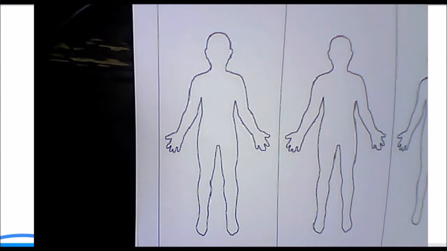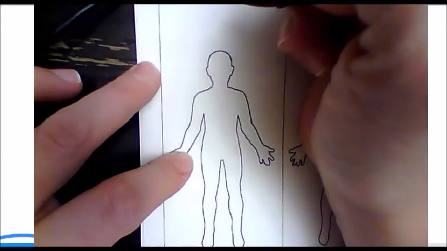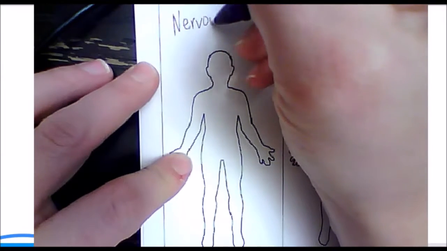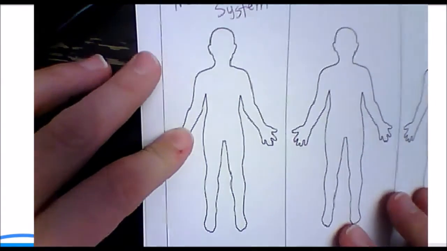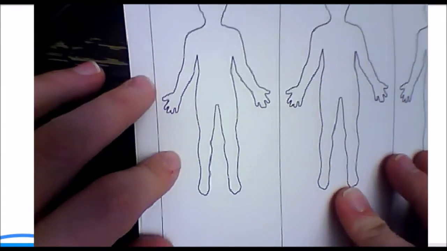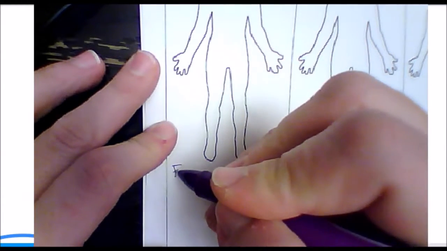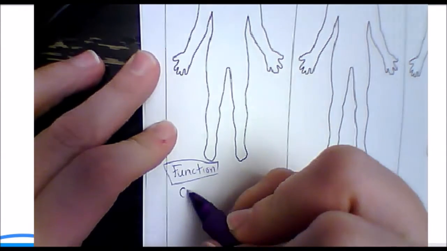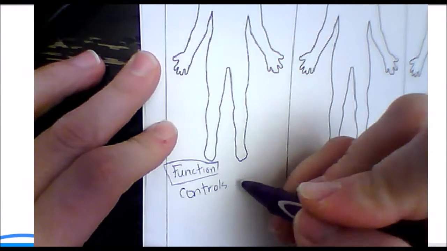All right, so now go ahead and go back to your graphic organizer, and we're going to write some of this down, the stuff that we need to remember and we need to know. So the first thing you're going to do is we are going to label this the nervous system. NERVOUS system. Now, at the bottom of your graphic organizer, we're going to write down the word function. FUNCTION. Now, the function of the nervous system is to control.